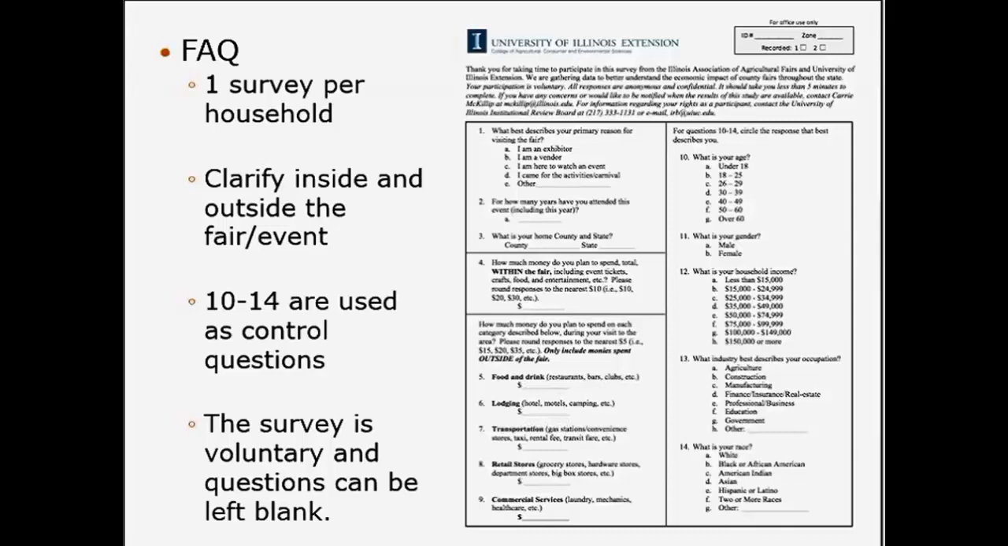And so that's questions 5 through 9. And that asks, how much money do you spend outside of the fair? So that means if someone's visiting a local fair, how much money did they spend on food outside of the fair? Say they went to dinner at a restaurant outside of the fairgrounds, or something like that. They went to bars, clubs, other things like that. Anything they bought food and drink from outside of the fair. And then we also ask about lodging, which will include hotels, motels, campgrounds, RV parks, anything like that.